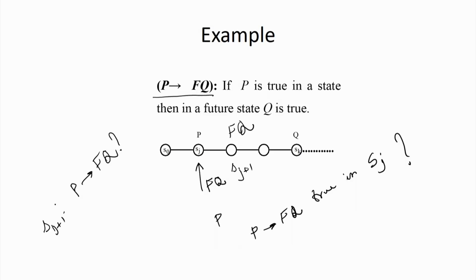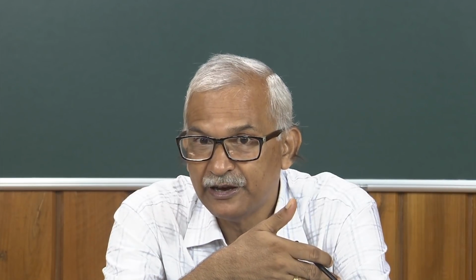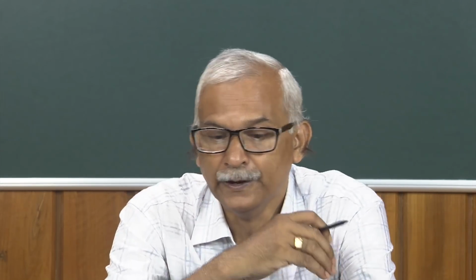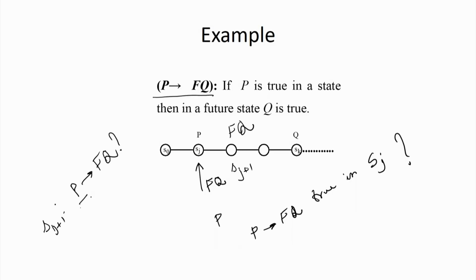Now, you just look into the notion of that implication operation. If P is true, then q must be true. This is P implies q. If P is false, then whatever may be the truth value of q, P implies q is true. So, since P is false at that particular point, false implies anything is true. That means P implies F q is also true in the state S j plus 1.